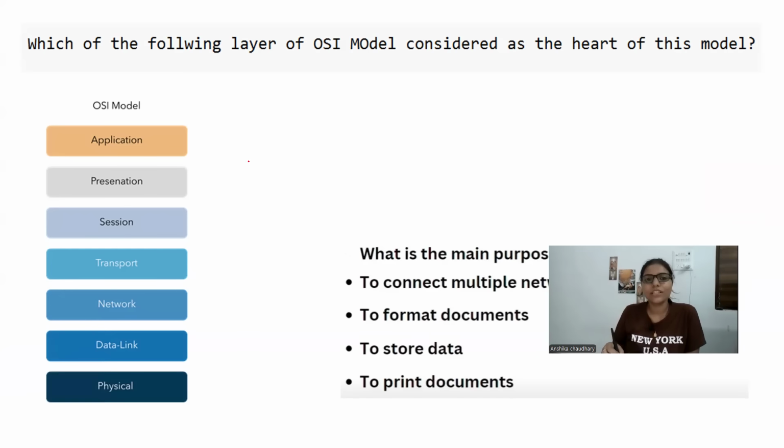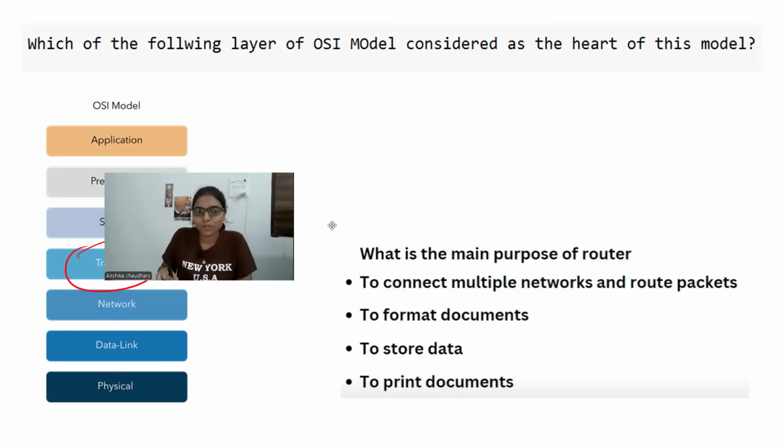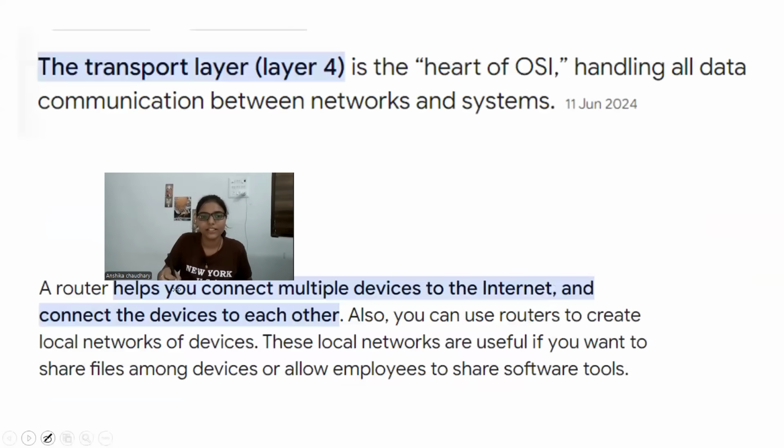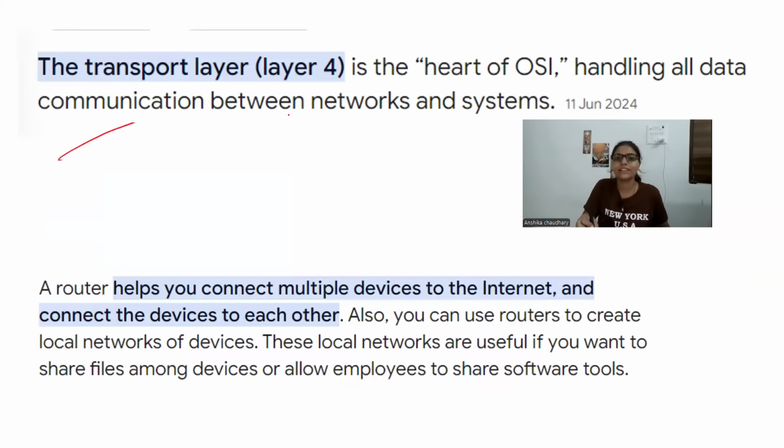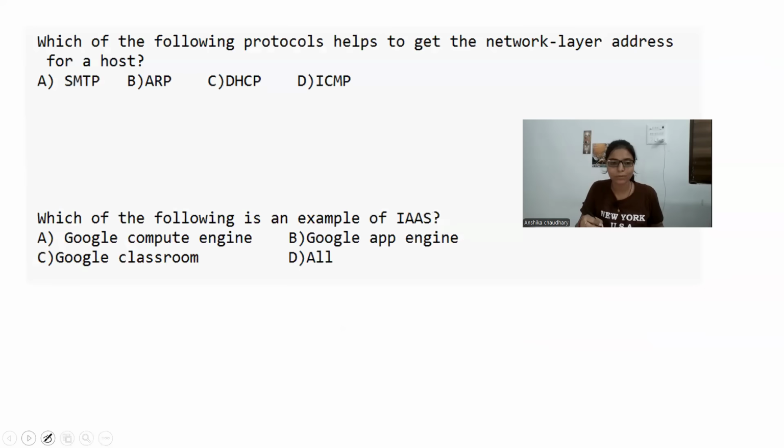All right. The next question is, which of the following layers of the OSI model is considered the heart of this model? Transport layer is considered the heart of this model. Let's move on to the next question. What is the main purpose of the router? To connect multiple networks and route packets, to format documents, to store data, or to print documents. It is a generic question: a router is useful for connecting multiple networks and routing packets. So, the explanation: transport layer is considered the heart of the OSI, and a router helps you connect with multiple devices and route the packets.